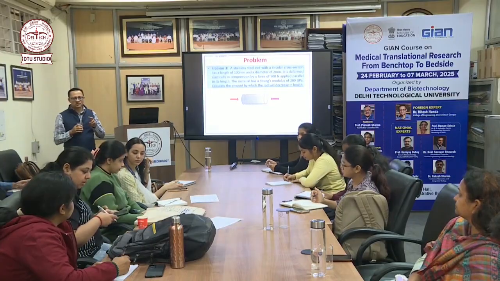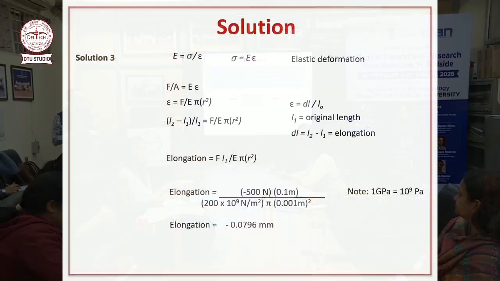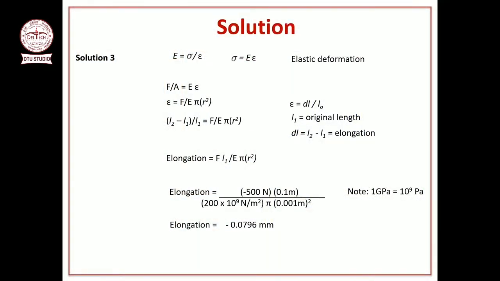Let's wait 1 or 2 more minutes and then I'll show you. So 0.07 millimeter, but it's negative because we are compressing it, right? So there is a decrease in length. So it's minus 0.07 millimeter. It's very straightforward. You just have to plug in the numbers. But if you don't know how to do it, we can talk. Just talk with me later after the session.